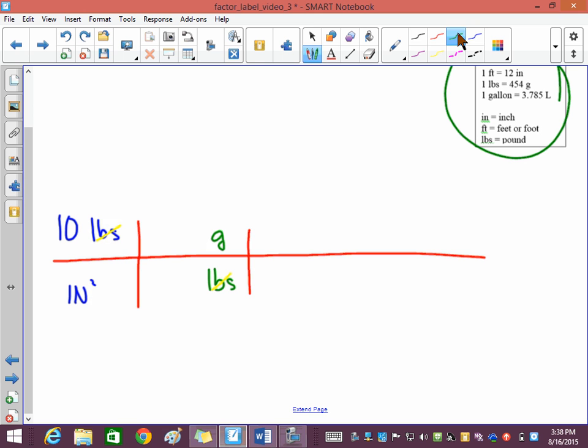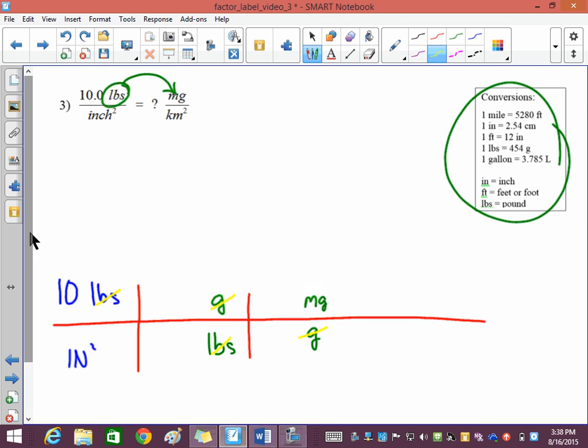But we want to go from grams, in this case, to milligrams. So again, slide it diagonally. I'm going to put my grams here and my milligrams on top. And in this case, I do have one of the final units that I'm looking for, which is milligrams. Okay, so that's looking pretty good.